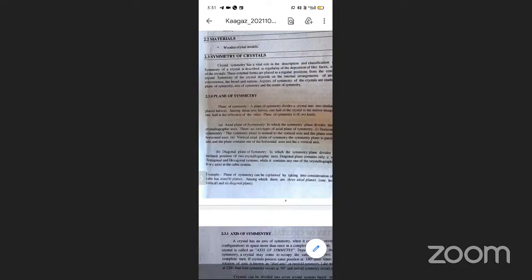And we go to the vertical axial plane of symmetry. It is parallel to the vertical axis, and the plane contains one of the horizontal axes, and it is indicated as the C vertical axis.